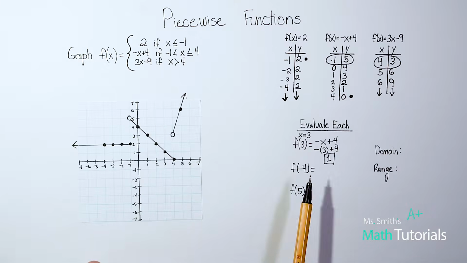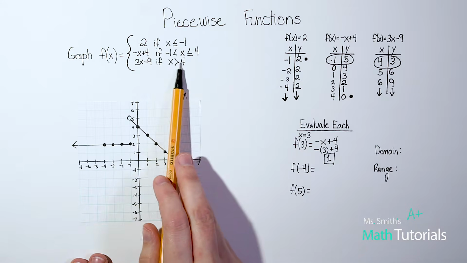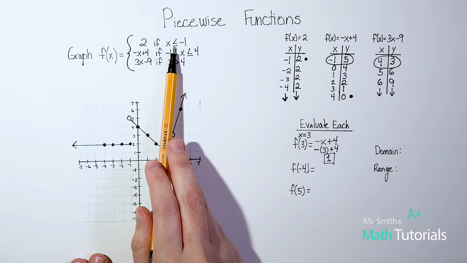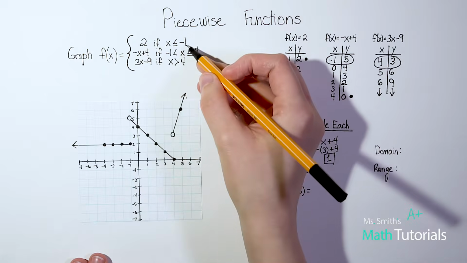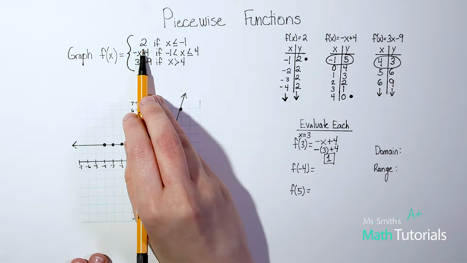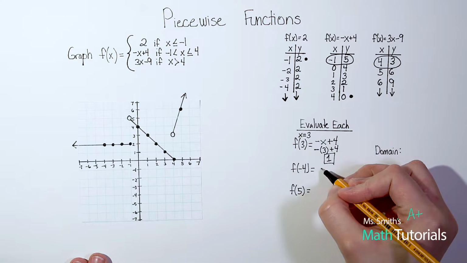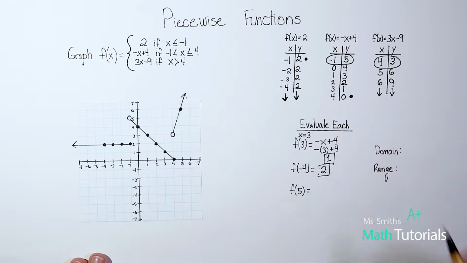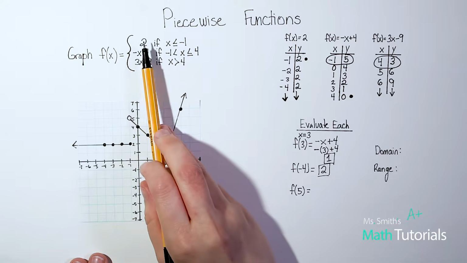For f of -4, which category would that fall into? And hopefully you're looking right there. X is less than or equal to -1. Is -4 less than or equal to -1? Yes. So that's the equation that we're going to use. Now notice, that equation doesn't really look like an equation, right? It's just y equals 2. So what do I do with that? Well, that's just the answer. It's 2. So if x is any number less than -1, y is 2.